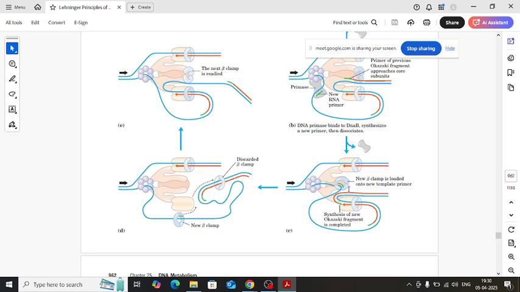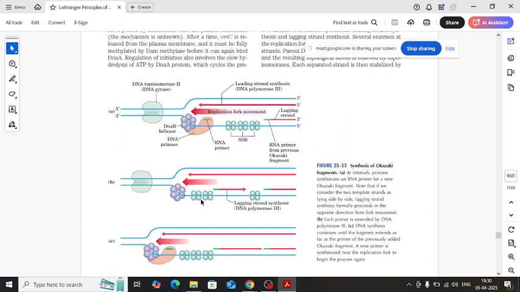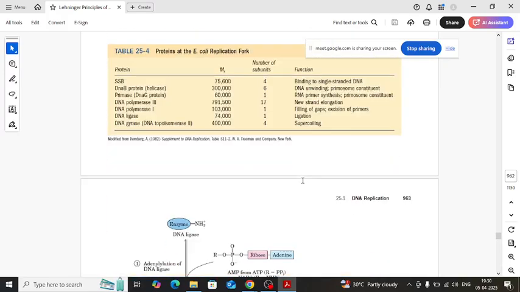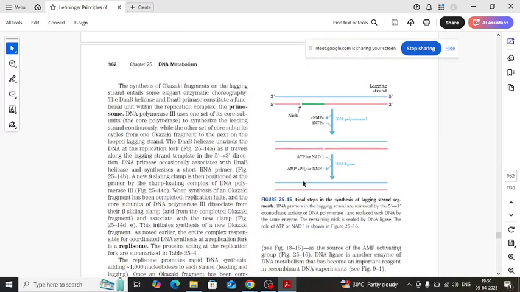Now the final step in the synthesis of the lagging strand, because as we saw, in the lagging strand there will be multiple Okazaki fragments, right? So now they will have a gap between them, which is a nick, right? So in the lagging strand, this is the link between the two consecutive Okazaki fragments.